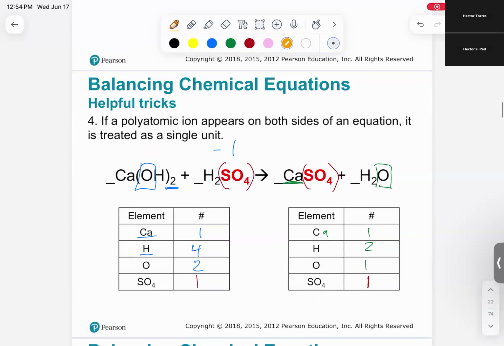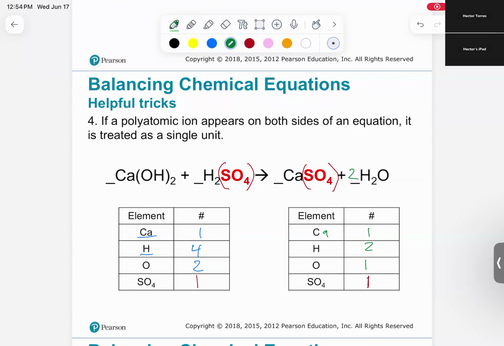Okay, cool. Sorry, just had to see what I put on the next one. My bad. Okay, so let's clean this up. Let's balance out hydrogens first. Hydrogens, I have 4 here, I have 2 here. So I can just add a coefficient on the product side to be able to balance that out.